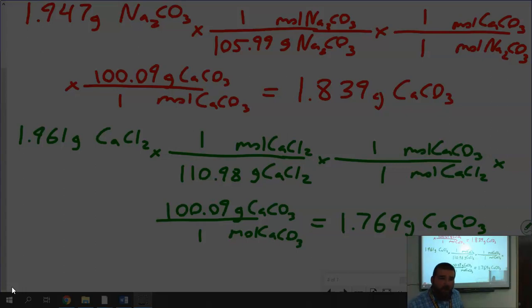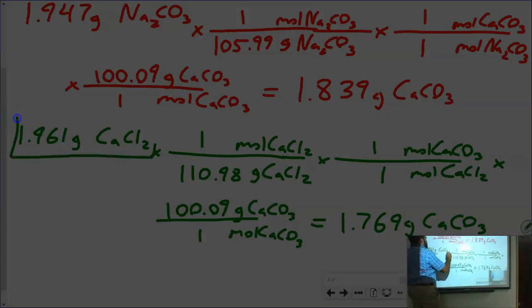When I started with 1.947 grams of sodium carbonate, in theory, I should be able to make 1.839 grams of calcium carbonate, the product. I started with 1.961 grams of calcium chloride, my other reactant, and with that, in theory, I should be able to produce 1.769 grams of calcium carbonate. Which one of these can produce less? It's the calcium chloride.